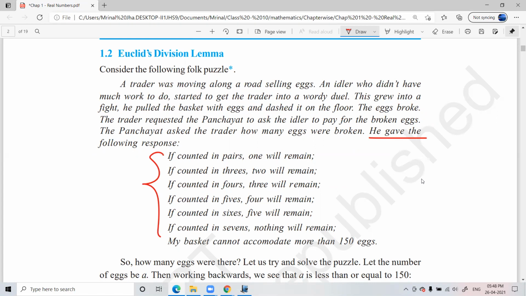So what did he say? If counted in pairs, one will remain. What does it mean? If you counted in pairs, meaning you take two eggs at a time, one will be left alone.